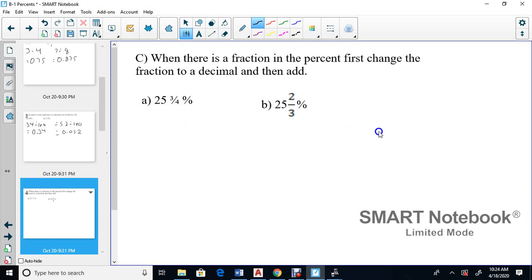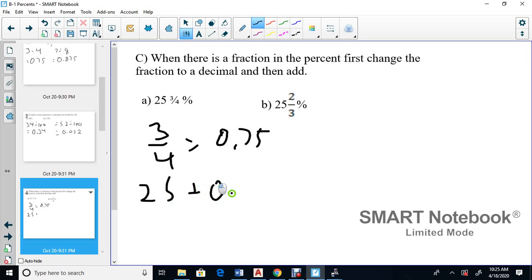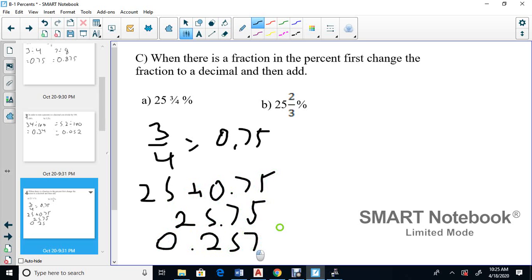Okay, now we have a fraction in the percent. So first, we figure out the fraction. 3 divided by 4 is 0.75, and then you add the 25. So 25 plus 0.75 is 25.75, and then divide by 100 and you get 0.2575. When there is a fraction in the percent, change the fraction to a decimal and then add. So I changed it to a decimal, added it, and then there's my decimal altogether.